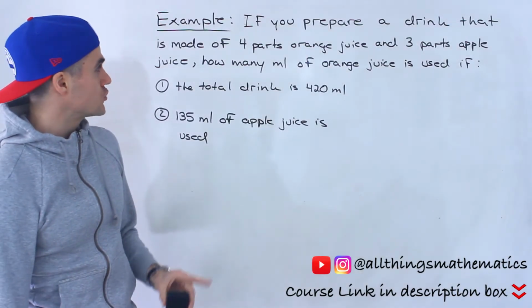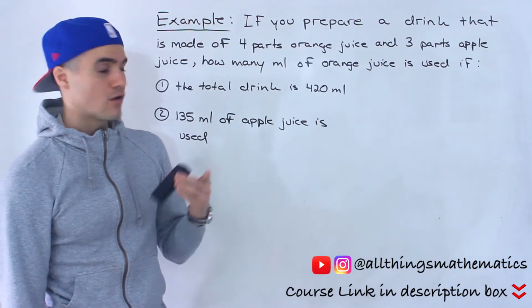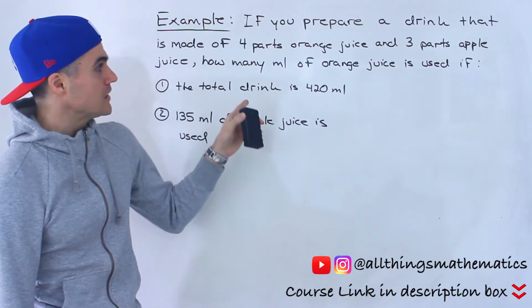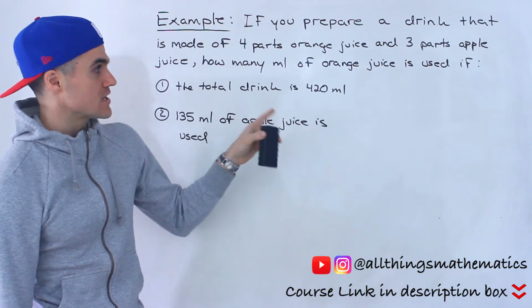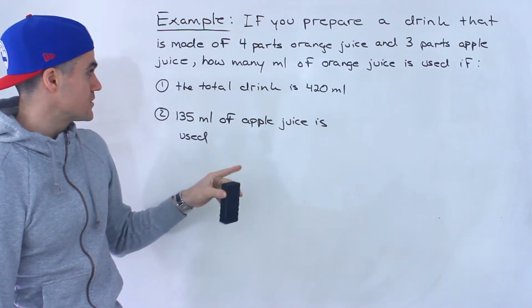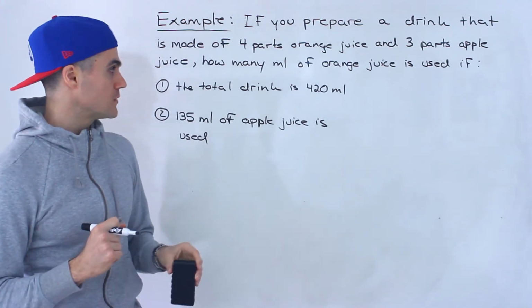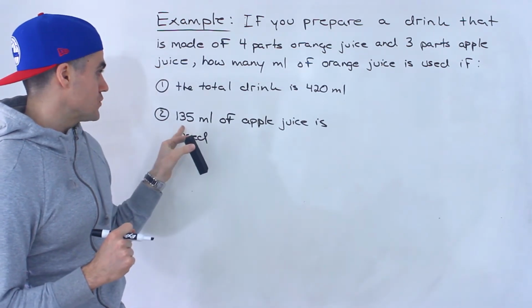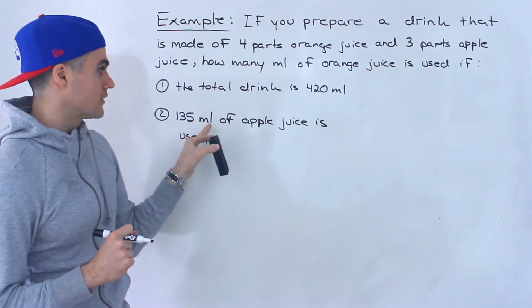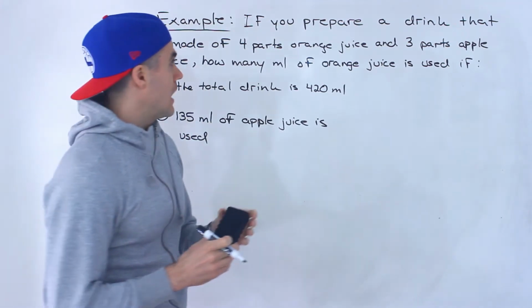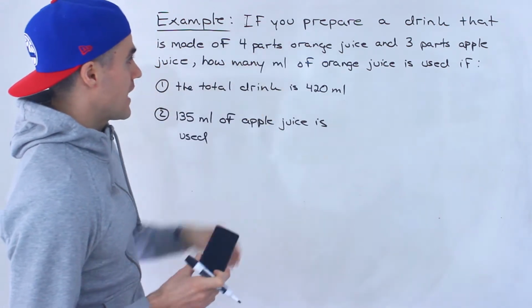So if you prepare a drink that is made up of 4 parts orange juice and 3 parts apple juice, how many milliliters of orange juice is used in both of these two cases? So the first case, if the total drink is 420 milliliters, and then number 2, if 135 milliliters of apple juice is used. So I'm going to work first with the 4 parts and the 3 parts.